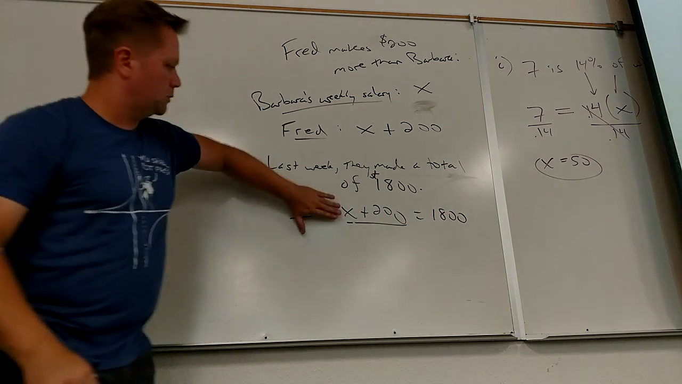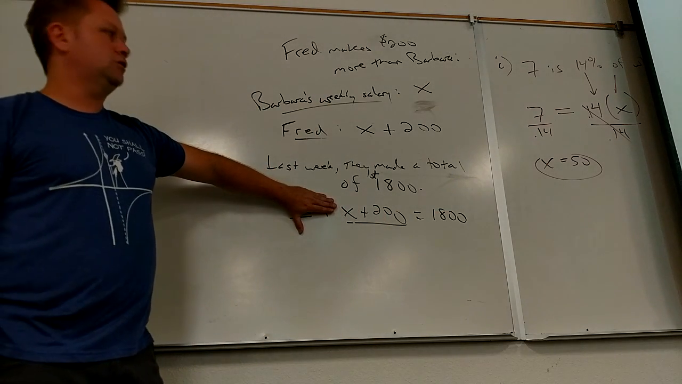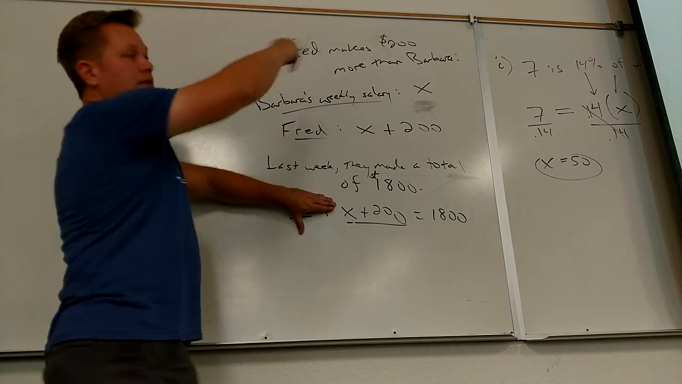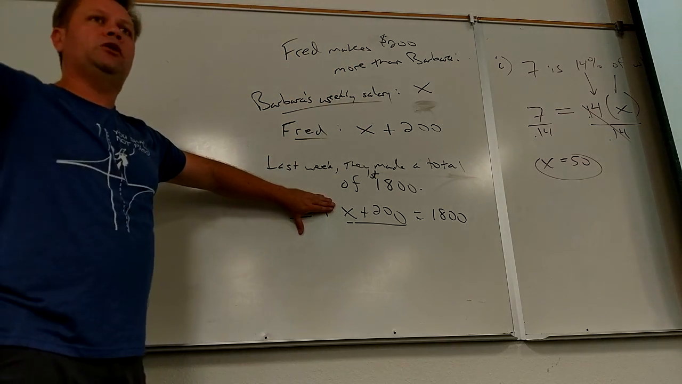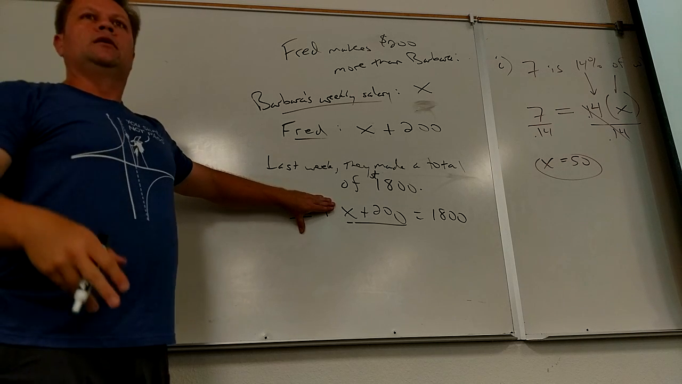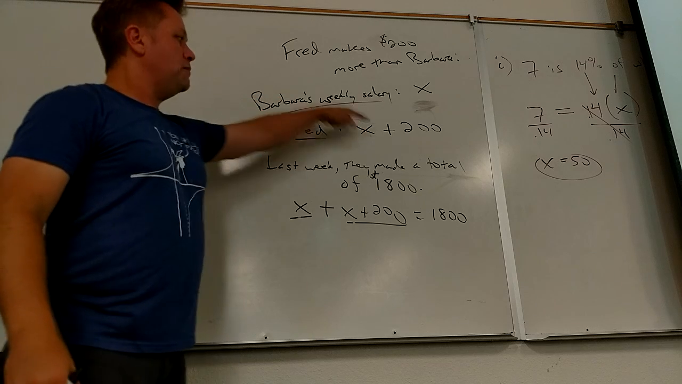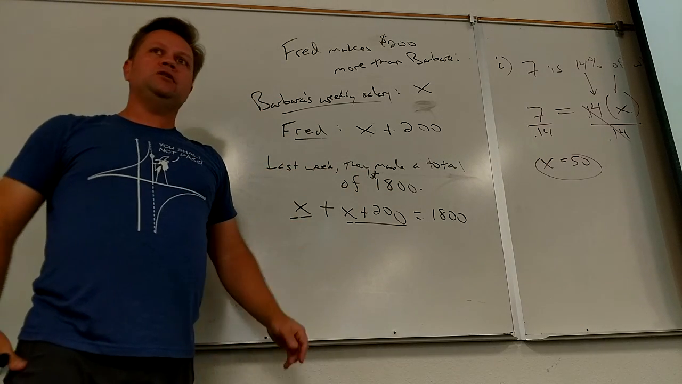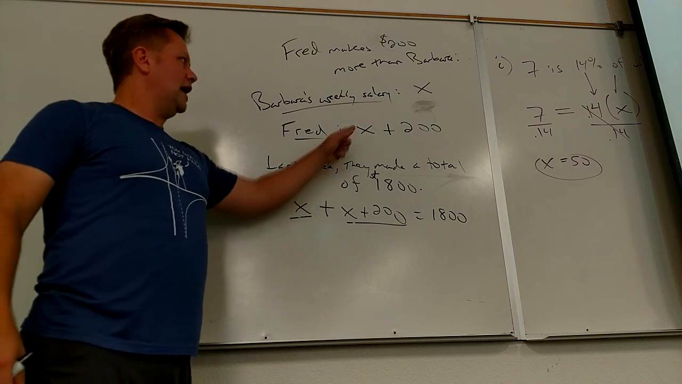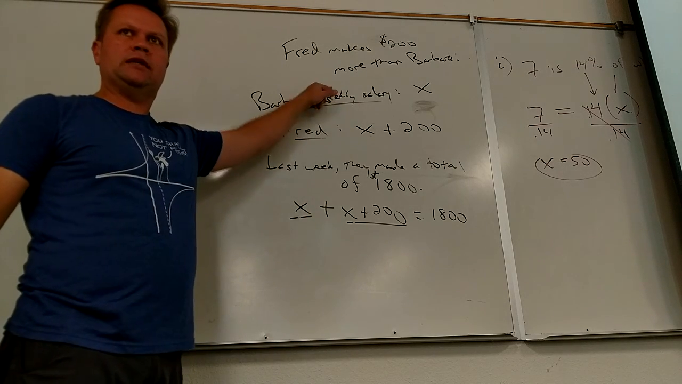It is a huge mistake that happens all the time with students is they say X. They don't write this down at all. They see the 200 more and they write X plus 200 is $1,800 and they solve for X. And like, yay, I'm done because I got X. But that's saying Fred made 1,800 all by himself. He wishes. Do you see what I'm saying? So you cannot skip this step. This is what sets everything up.